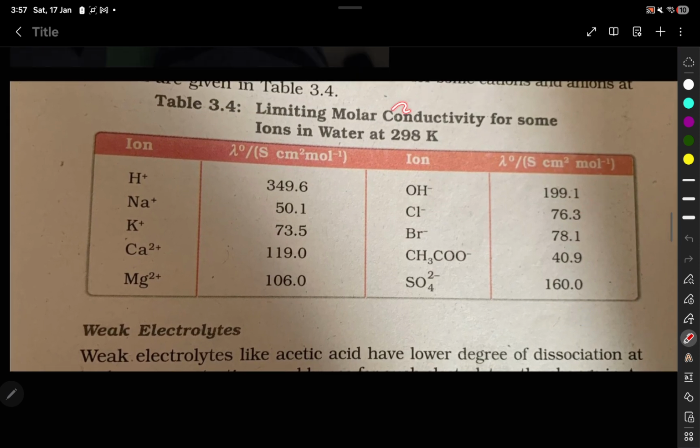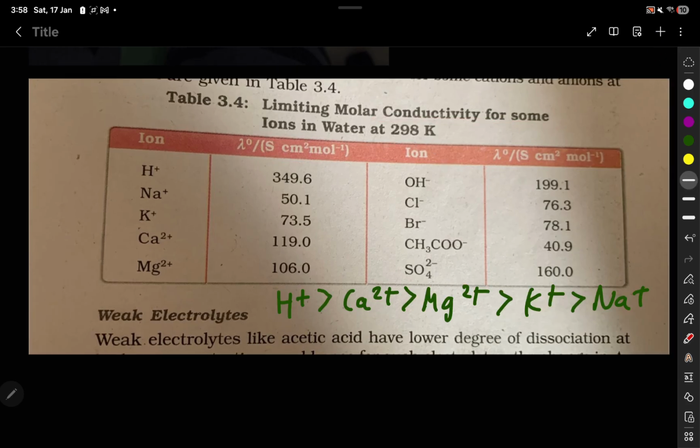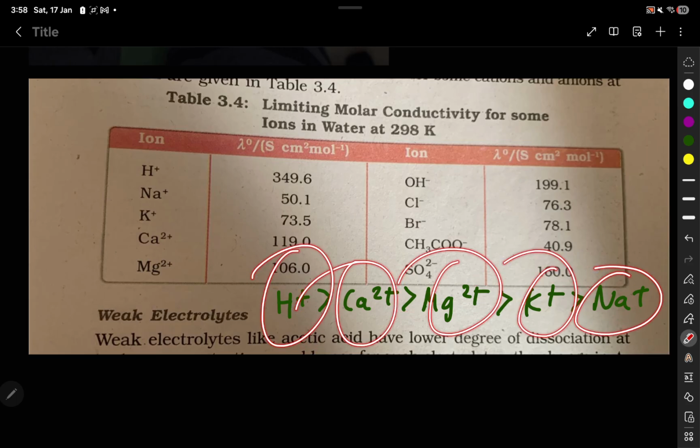Then limiting molar conductivity for some ions in water. H plus is more than Ca2 plus is more than Mg2 plus is more than K plus is more than Na plus. It goes in the opposite order of the reactivity series, if you think about it. Maybe you can remember it like that. I mean, that's how I would remember it.